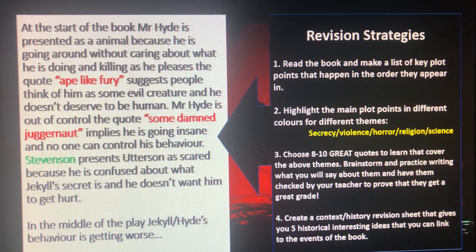3. Brainstorm and practice writing what you'll say about them and have them checked by your teacher to prove they get a great grade. 4. Create a context or history revision sheet that gives you 5 historical interesting ideas that you can link to the events of the book. If you were to do this, then you'd be in a great place to succeed in this test.